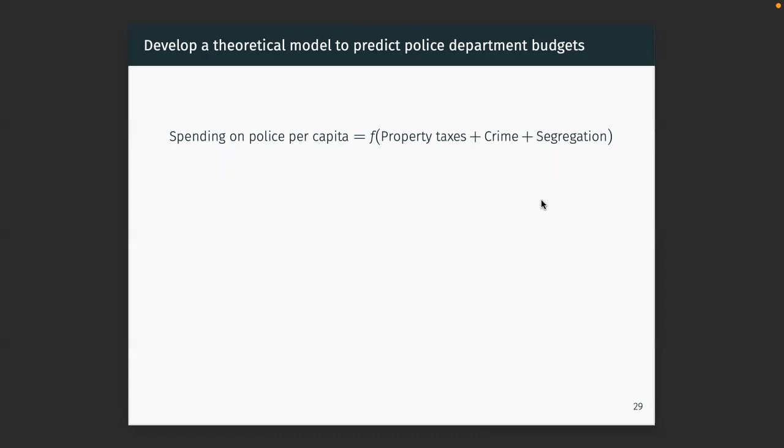Those counties with higher crime probably want to spend more money on police as well. And those counties with high levels of segregation also probably want to spend more on police historically because of the relationship between racism and policing in the United States. And also that segregation is a partial cause of crime too, right? So we have lots of reasons to put segregation in the model. So I think that spending on police is a joint function of these three measures.